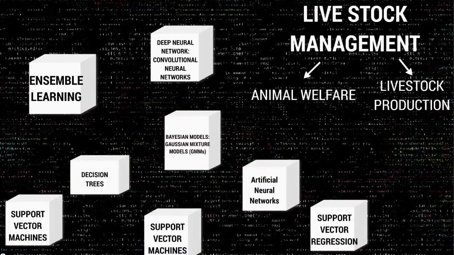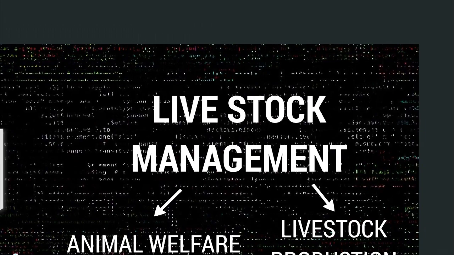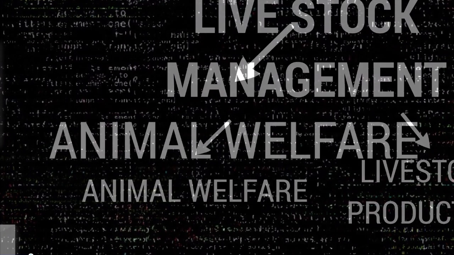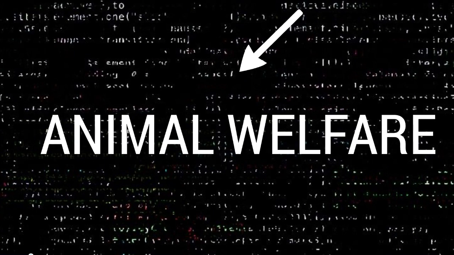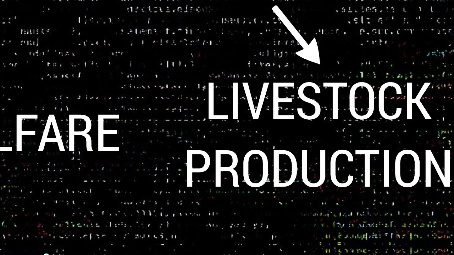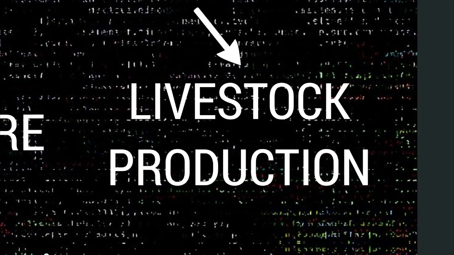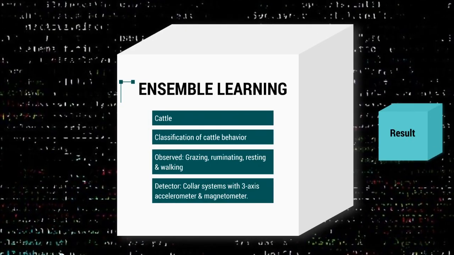Now, I will continue to talk about the application of machine learning in livestock management. Livestock management consists of animal welfare and livestock production. The main purpose of applying machine learning in animal welfare is to detect diseases in their early stage. While for livestock production, machine learning is applied to predict the economic balances for the producers according to the production line monitoring. First, ensemble learning is being used to classify cattle behavior.